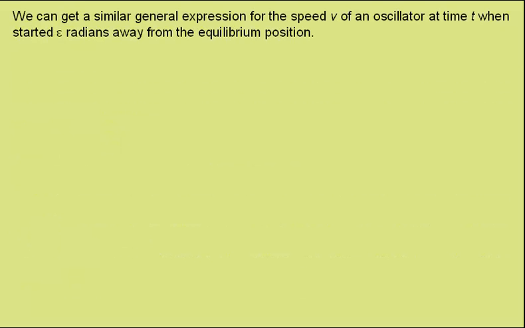We can get a similar general expression for the speed v of an oscillator at time t when started epsilon radians away from the equilibrium position. And this is the expression. The speed v is equal to a omega cos omega t plus epsilon.